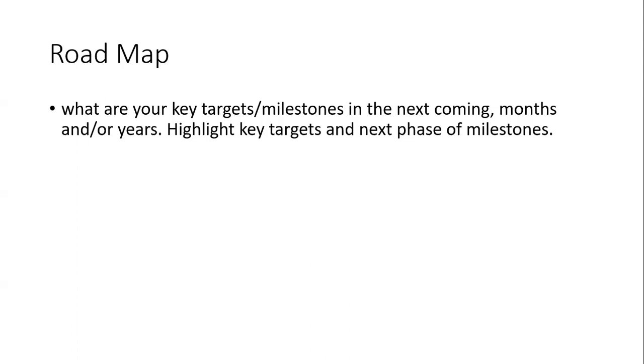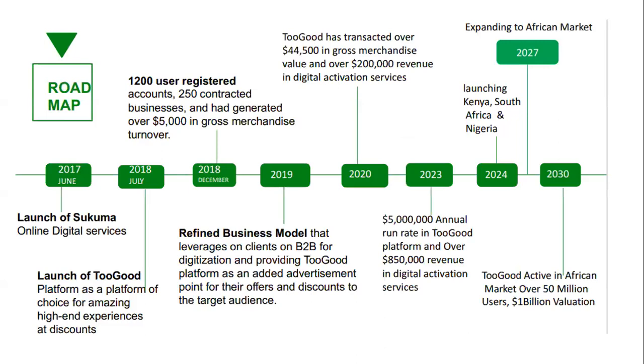This is where we are going. So an example of a roadmap includes: in 2017 we launched. In 2019, we launched the platform. In 2020, we had 120,000 users registered. In 2019, we refined our product. In 2020, we've already made this amount of money. In 2023, we expect to generate this amount of money. In 2024, we want to be in East Africa. In 2030, we want to be in the entire Africa.